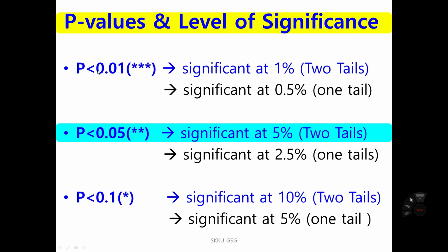P-value: if the p-value is less than 0.01, significant at 1%. If it's lower than 0.05, significant at 5%. If it is lower than 0.1, significant at 10%.